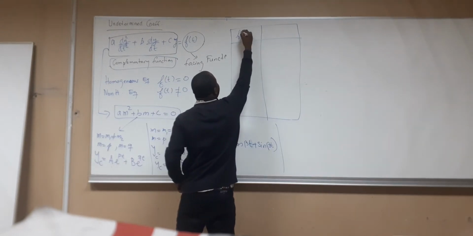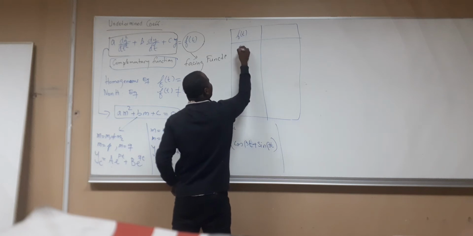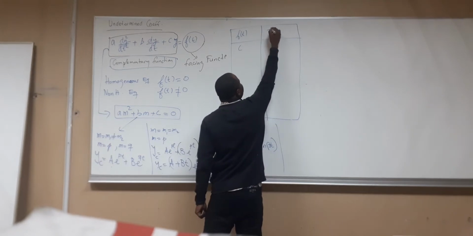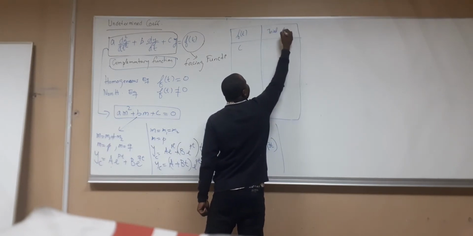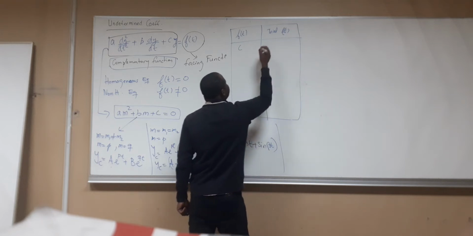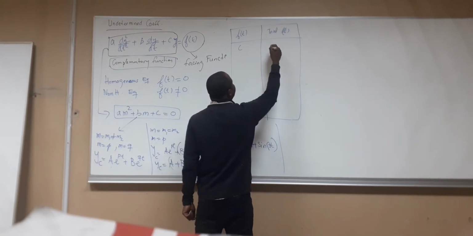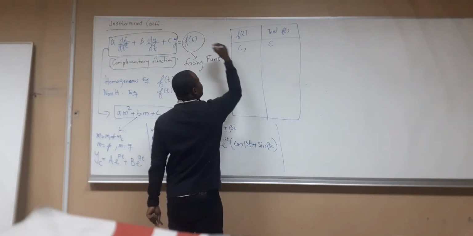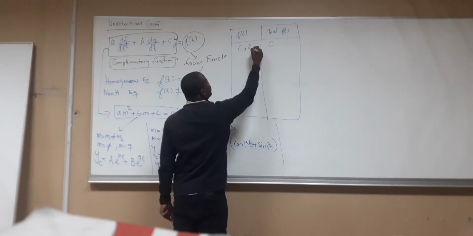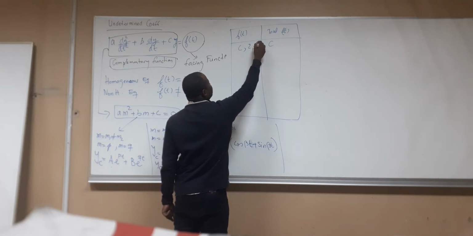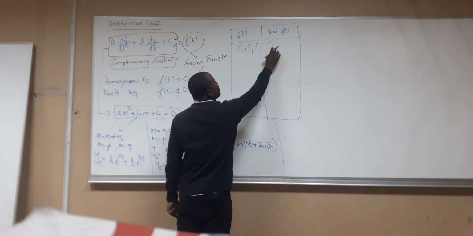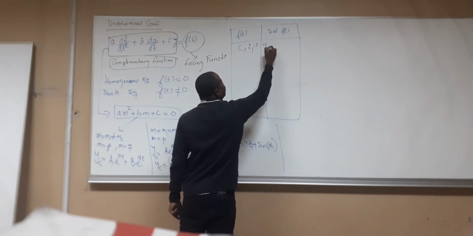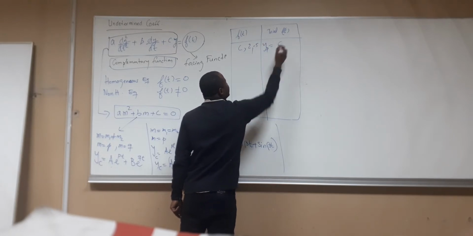If your f of t is equal to a constant, your trial function will be c. For example, if your forcing function is 2, or if your forcing function is minus 5, your yp will be equal to c.